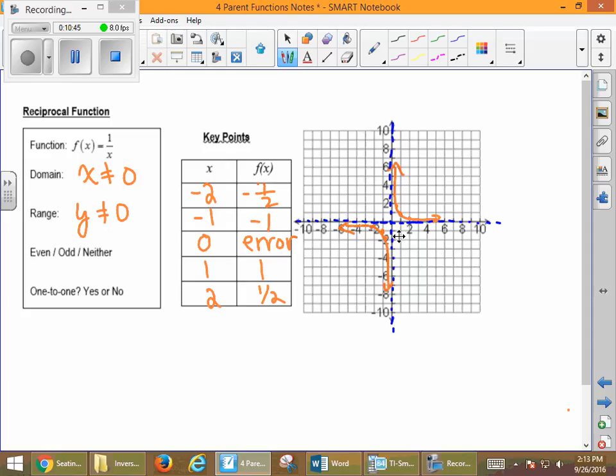And then, the rest of it is fairly straightforward. Is our graph even, which means symmetric with respect to the y-axis? No. Is it symmetric with respect to the origin, which is odd? And if we look again, we see -2, -1/2, and +2, +1/2. The points are negated completely. -1, -1, +1, +1. That means that we are going to have an odd function. And is our graph 1 to 1? Well, it does pass the horizontal line test. So yes.